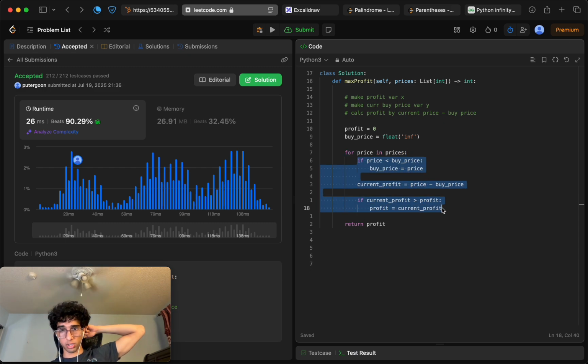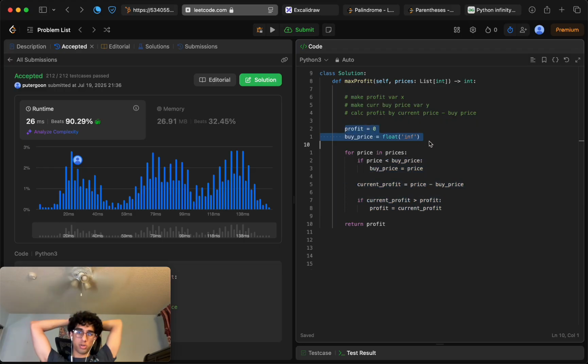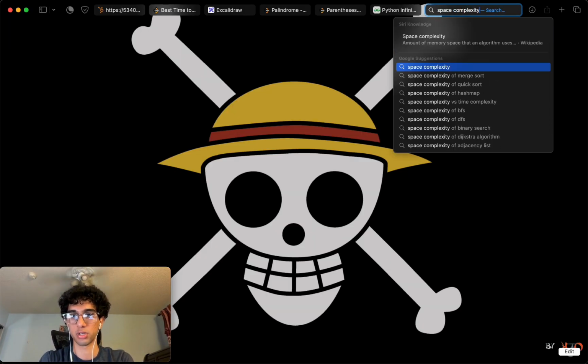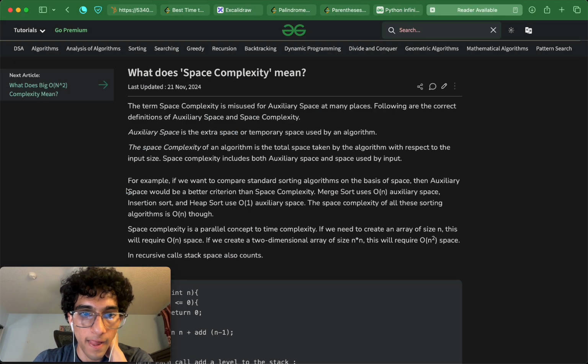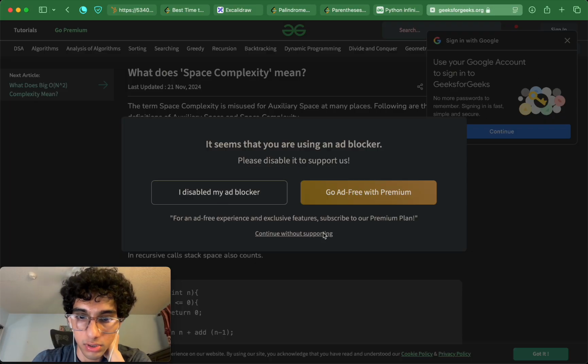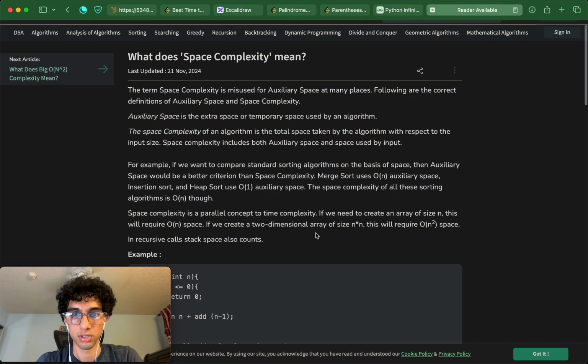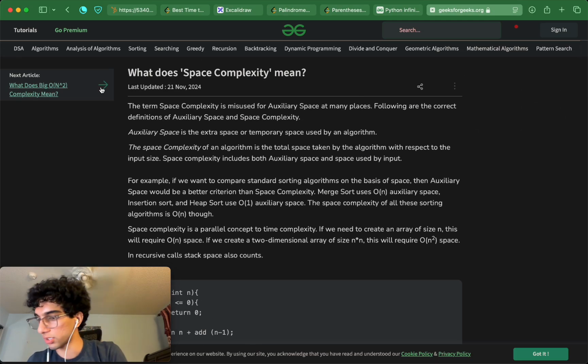Space complexity, we're just storing these two, so, I always forget how to do space complexity. I think it's O of 1 because it's constant with respect to the input value. So I think it is O of 1. Double check that. Space complexity. Oh, I can't even click it. Okay. What does space complexity mean?